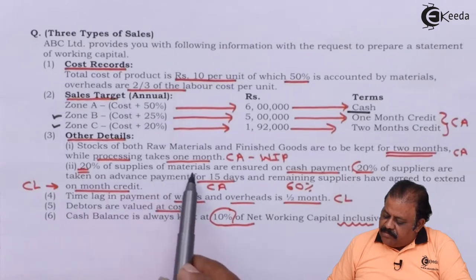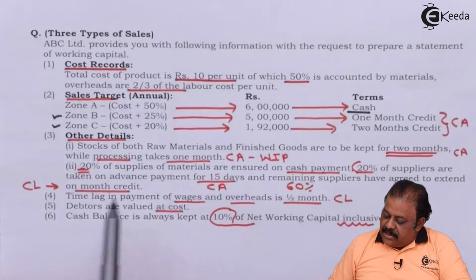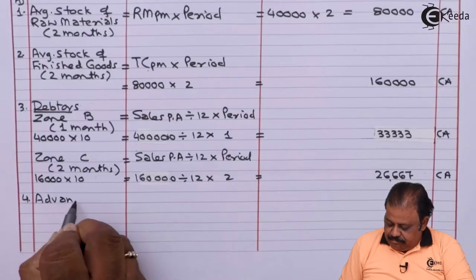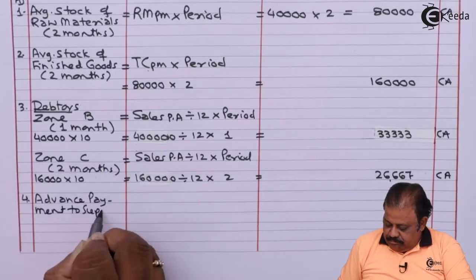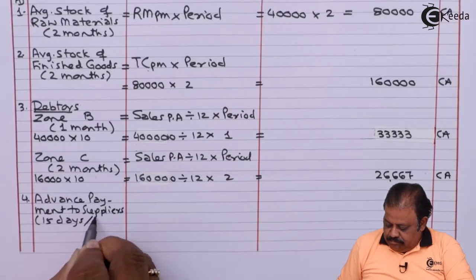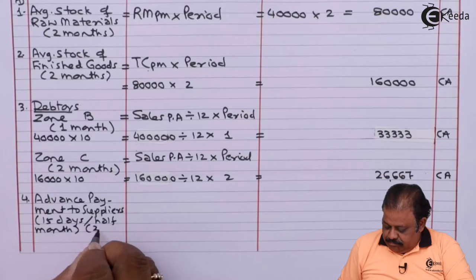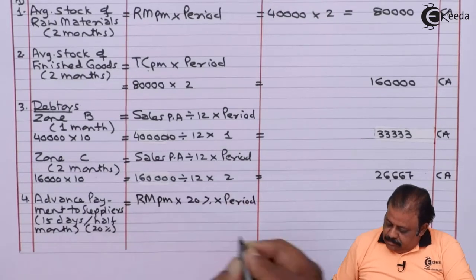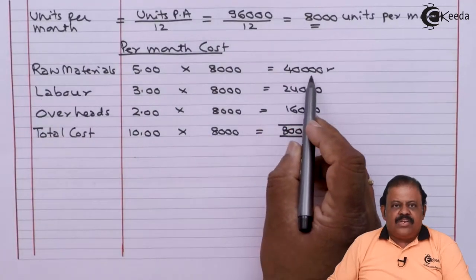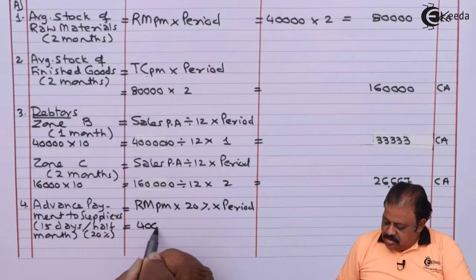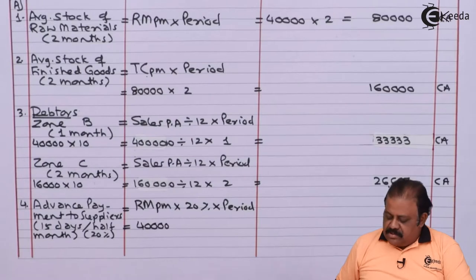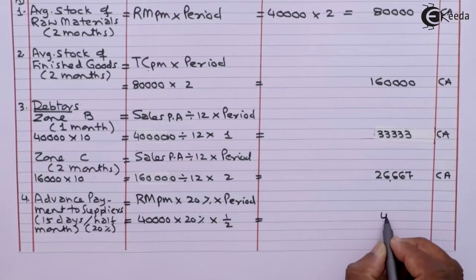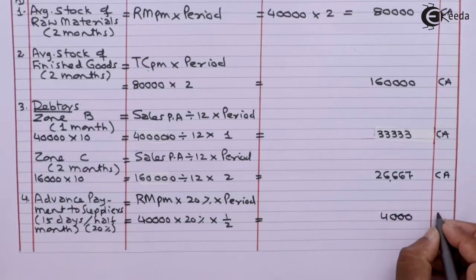20% of supplies of material are ensured on cash payment. 20% of suppliers are taken on advance payment for 15 days, that is half month. Raw material per month required is 40,000, of which 20% is against advance. So multiplied by 20%, period 15 days, that is half month. So it is 4,000. This will be part of current asset.